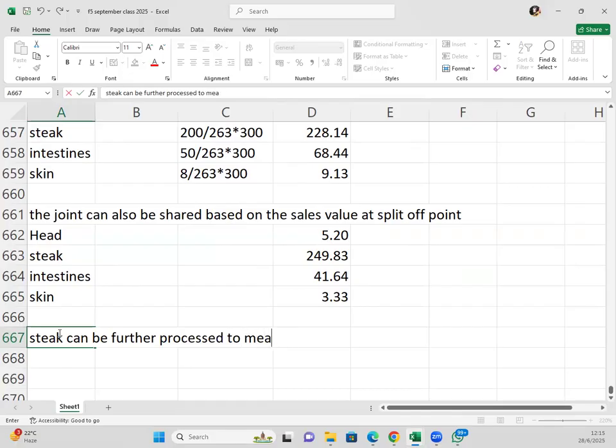To get meat. Okay, yes, meat. So we can further process to get meat. If we further process to get meat, it means that there are additional costs.